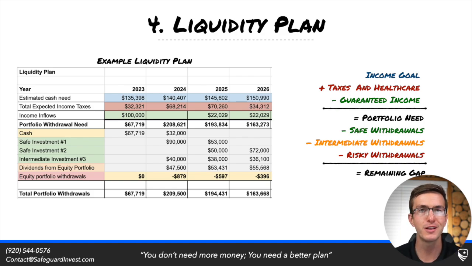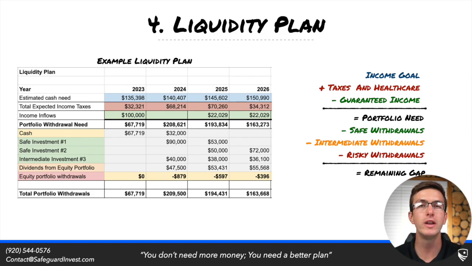Now, this is where there are a lot of philosophical differences that may come from you or whoever's planning for your retirement. How much should we have in a safe bucket that has no risk? How much should we have in an intermediate bucket that maybe has some slight risk but will offer a higher yield? And then how much should we have in a more risky bucket? Well, this is exactly what a liquidity plan will help you decide.